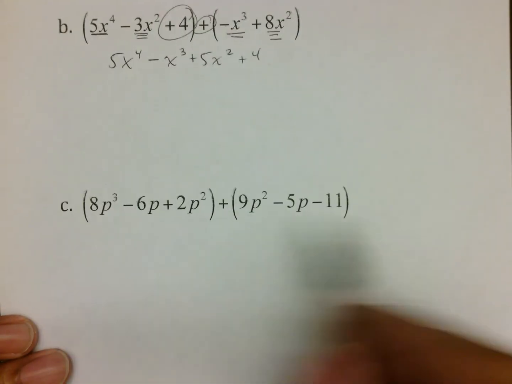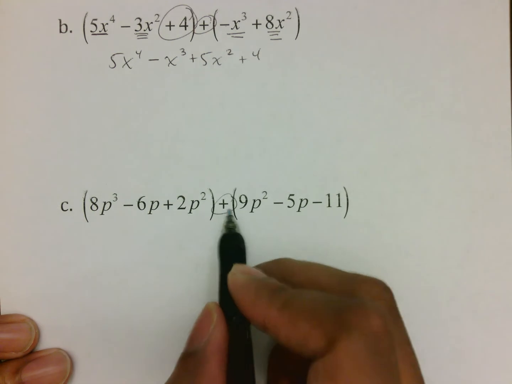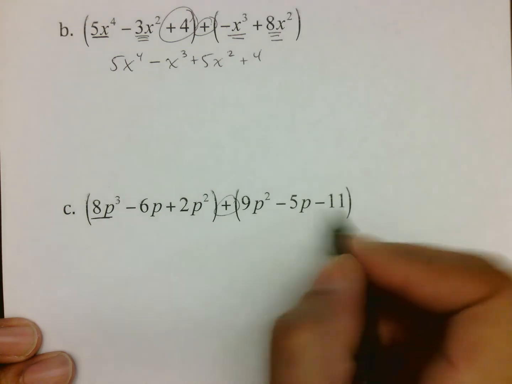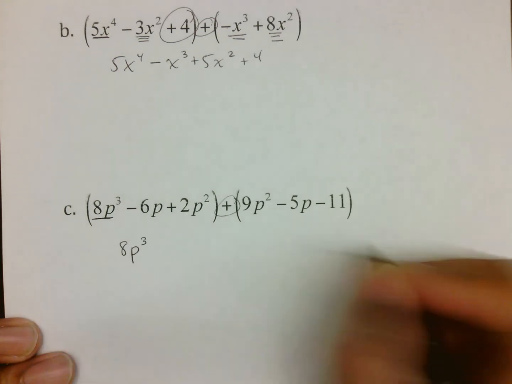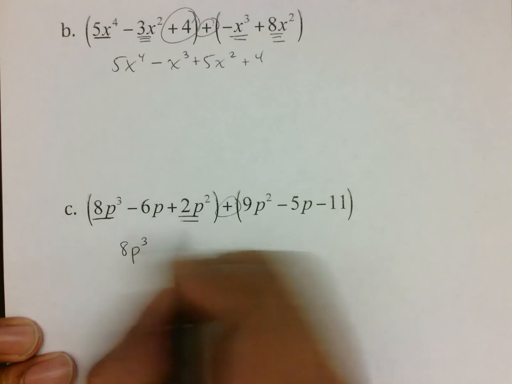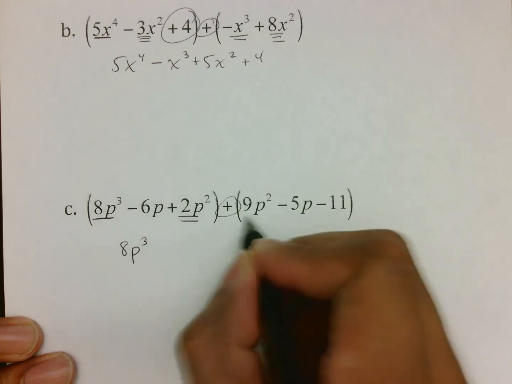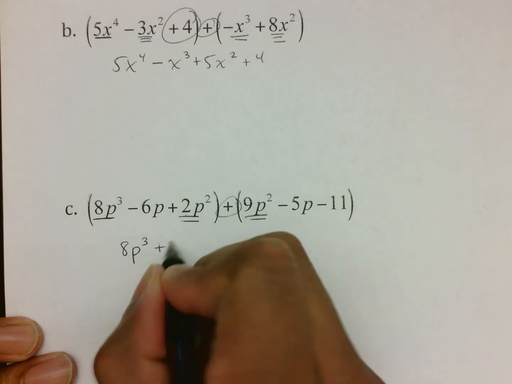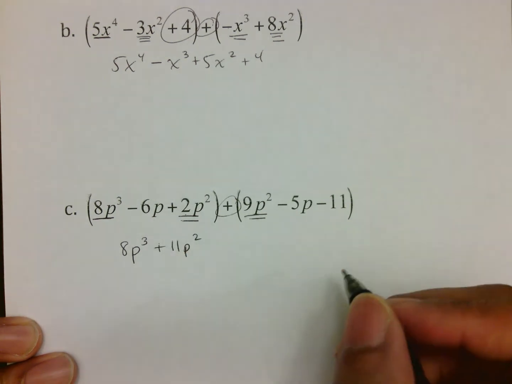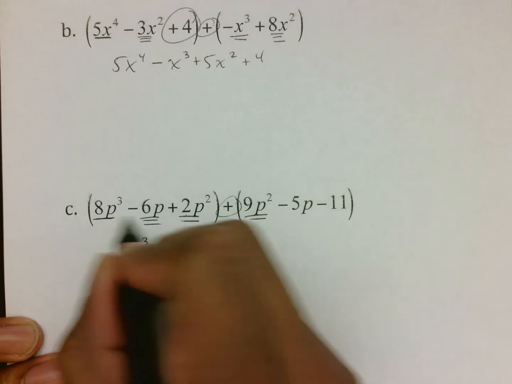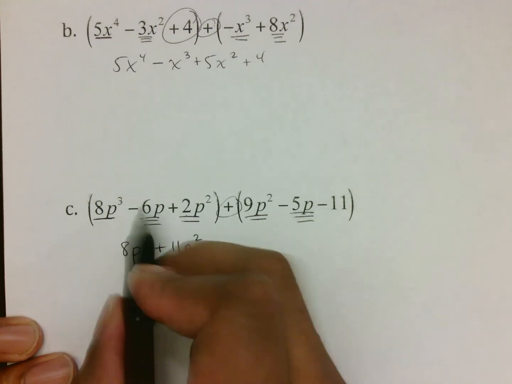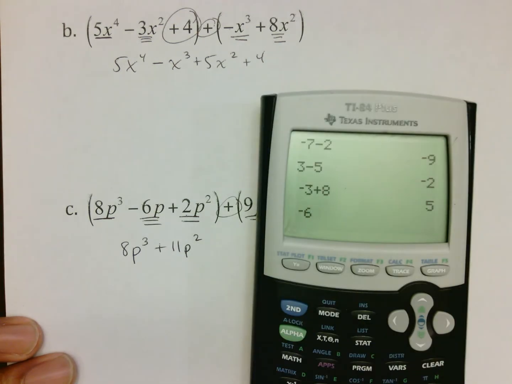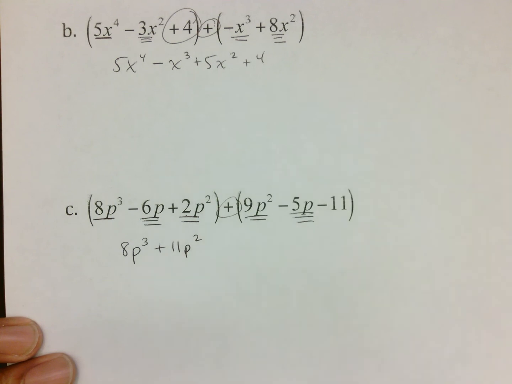Again, looking at this, start out with the highest. This is just a plus sign, which means it doesn't do anything. Just put everything together. P to the third has no other companion, so we bring it down. P squared, again I'll underline this twice. That's a p squared there and a p squared there. 2 here, 9 there, both of those are positive, which makes 11. Again, p squared. Here's a regular p and another regular p here, so -6, -5. If you don't know that already, just type it in, -6 minus 5, which makes -11.